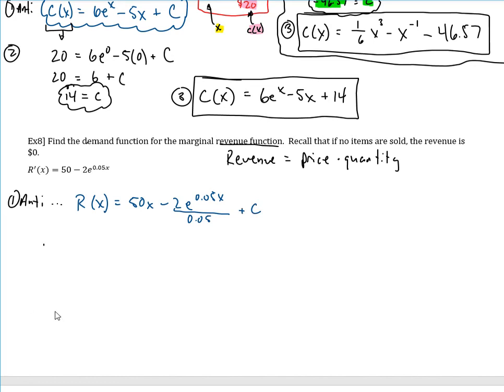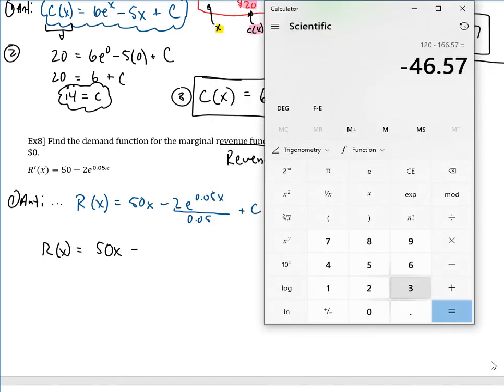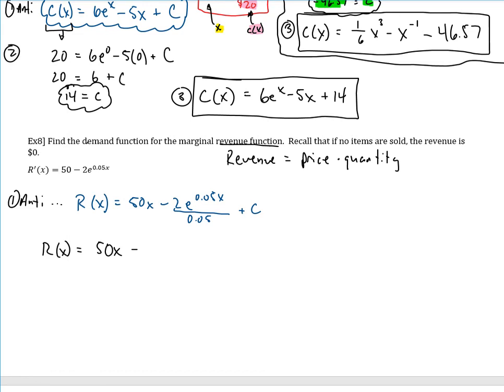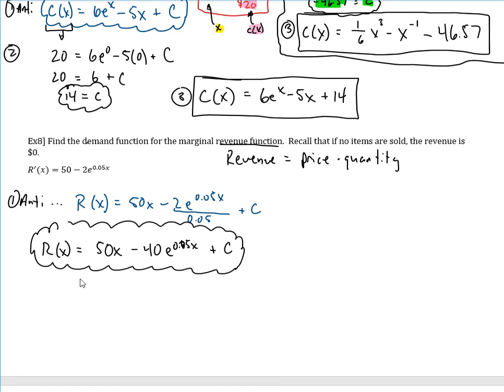Okay, and then we'll simplify. So we have our revenue function is 50x minus, now the 2 divided by 0.05, I'm going to do in a calculator again. 2 divided by 0.05 is 40. Okay, so we have 40, so minus 40 e to the 0.05x. And then plus our constant. Okay, so this is our revenue function so far. So I'm going to cloud it.